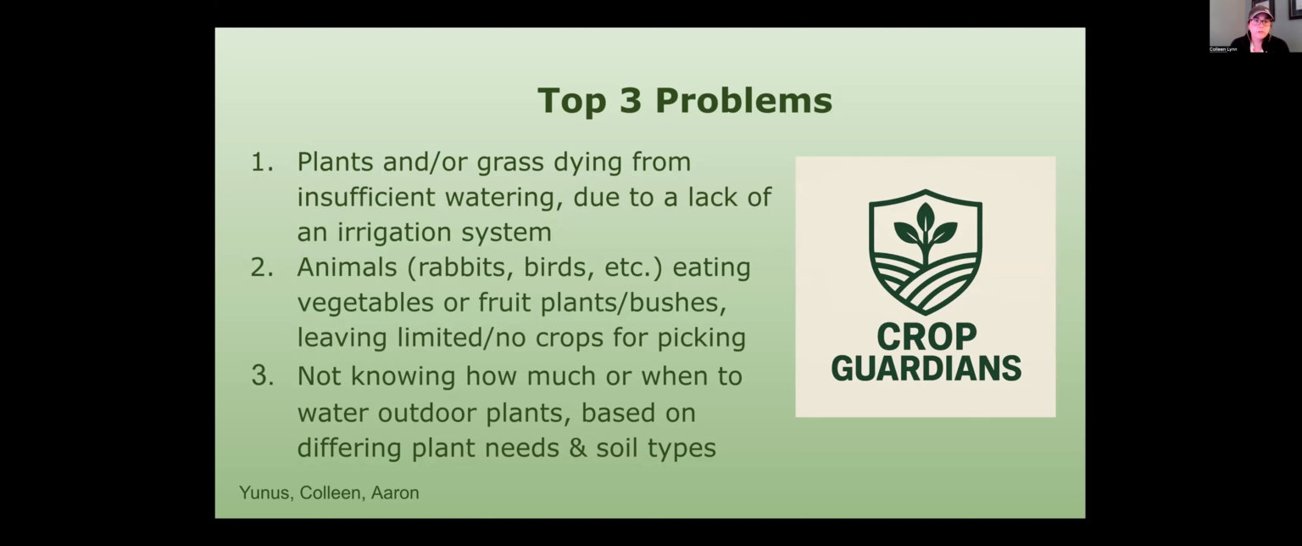And then the third one is not knowing how much or when to water your plants, based on the different type of plants you have in your garden or just flowering plants in your yard. We were talking because two of my group mates are in Texas. I'm in New York, so different soil needs and all that stuff. So how do you know when to water all your plants?